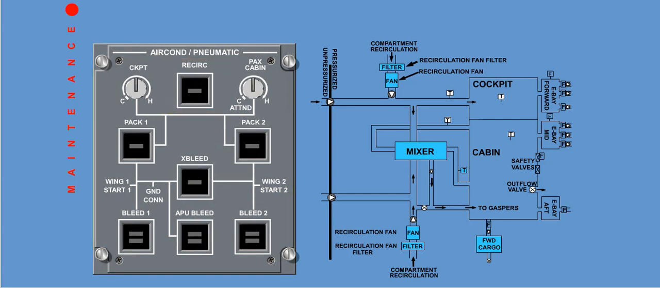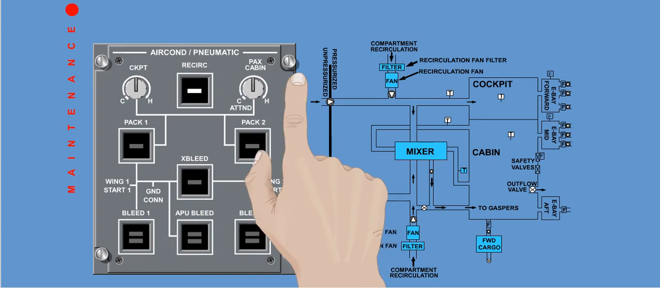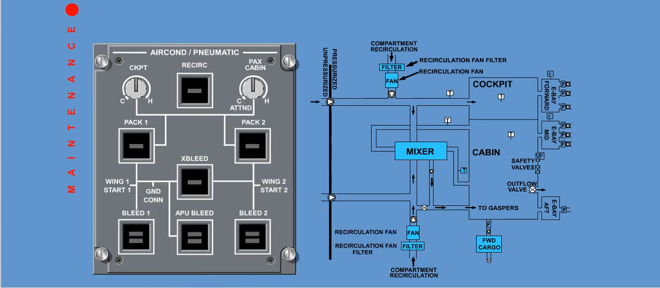The switch has two positions, off and auto. Switch off position is enunciated by an illuminated strip bar. In the auto position, the switch will be dark and controls both recirculation fans at the same time.